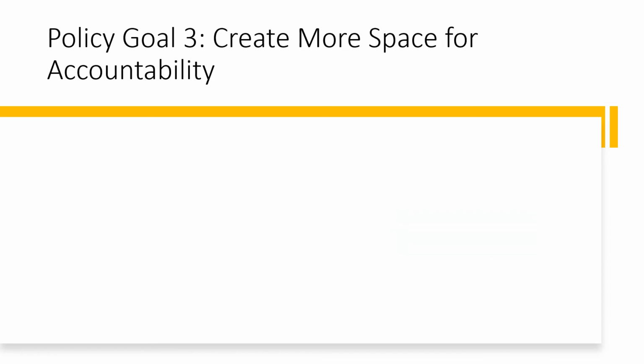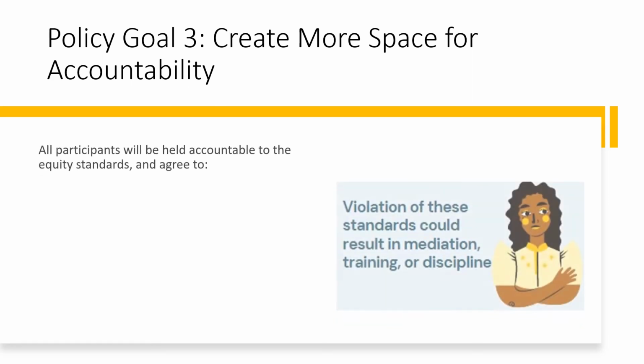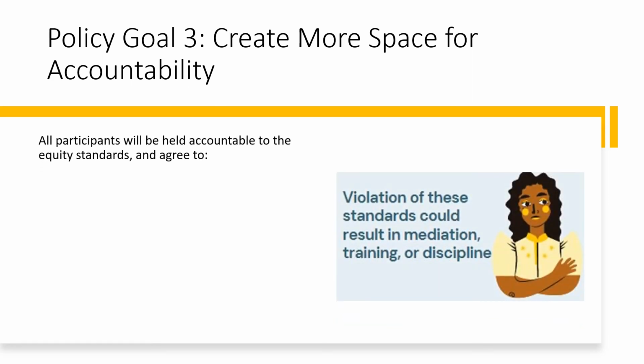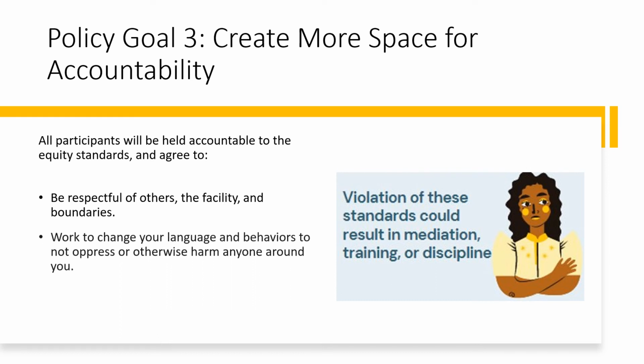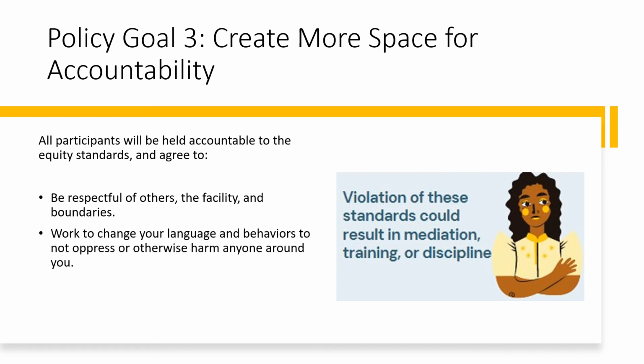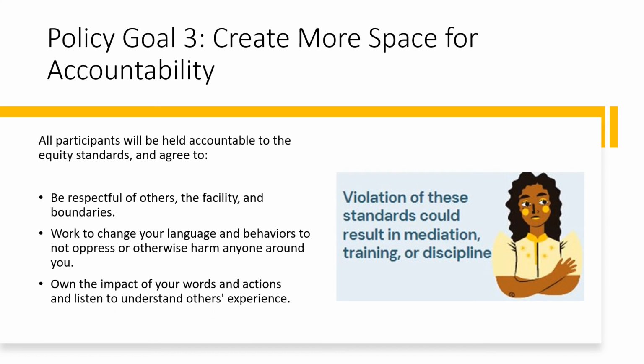Policy Goal 3: Create more space for accountability. All participants will be held accountable to the equity standards and agree to be respectful of others, the facility, and boundaries, work to change your language and behaviors to not oppress or otherwise harm anyone around you, and own the impact of your words and actions, and listen to understand others' experience.